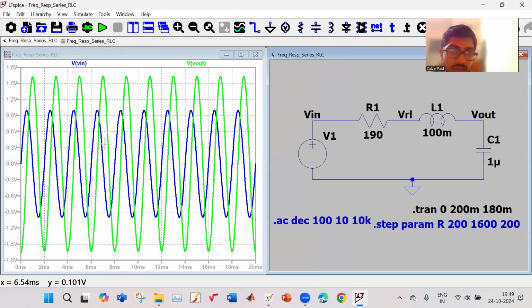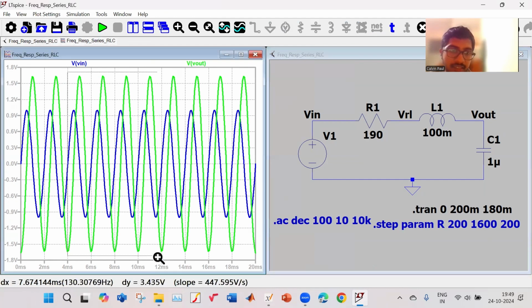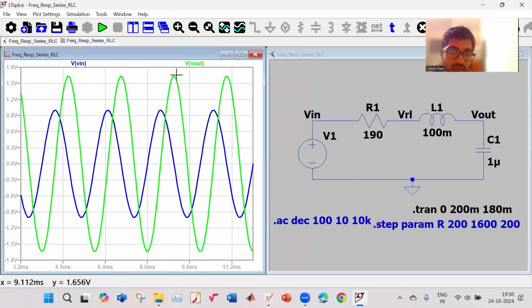Here, let me pause. So you can see my V output and V input are plotted together, and you can see there is a phase shift of minus 90 degrees, and the output is more than my input. Okay, so there's a gain. That gain is given by 1 by 2 zeta.